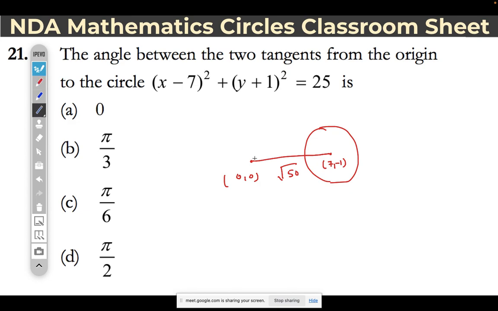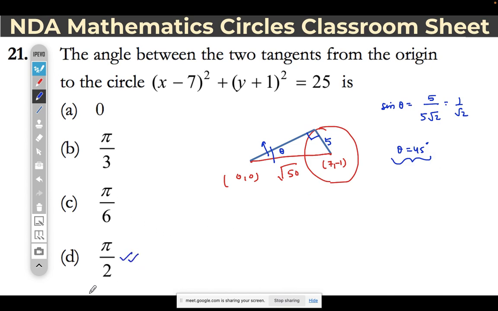Suppose, sir, the tangent falls here. Then we know that this is 90 degrees, right? If we get this angle, the double of this angle is our answer. Sir, radius is 5. So if this is theta, we can write sine theta equal to opposite upon hypotenuse, 1 by root 2. So theta is 45 degrees, sir. The angle between the tangents is double of it, hence 90 degrees.